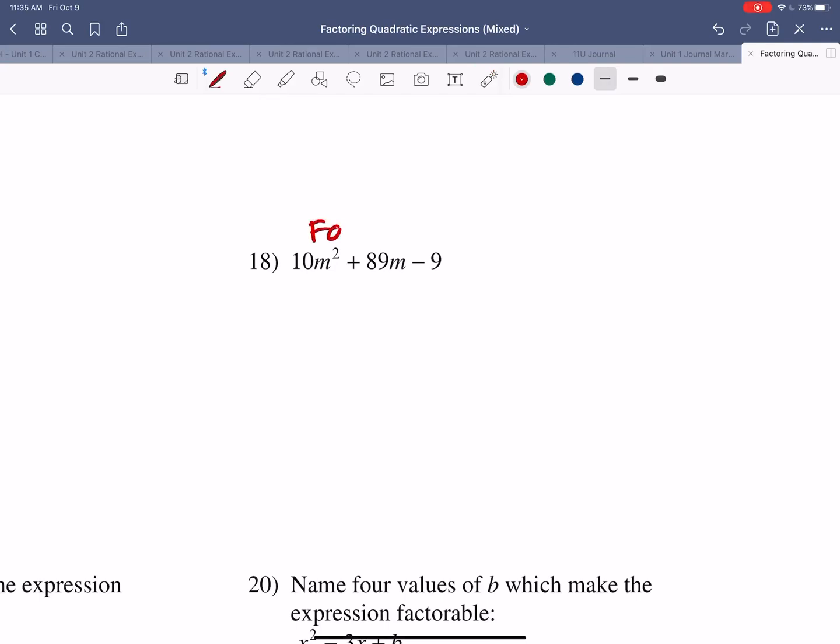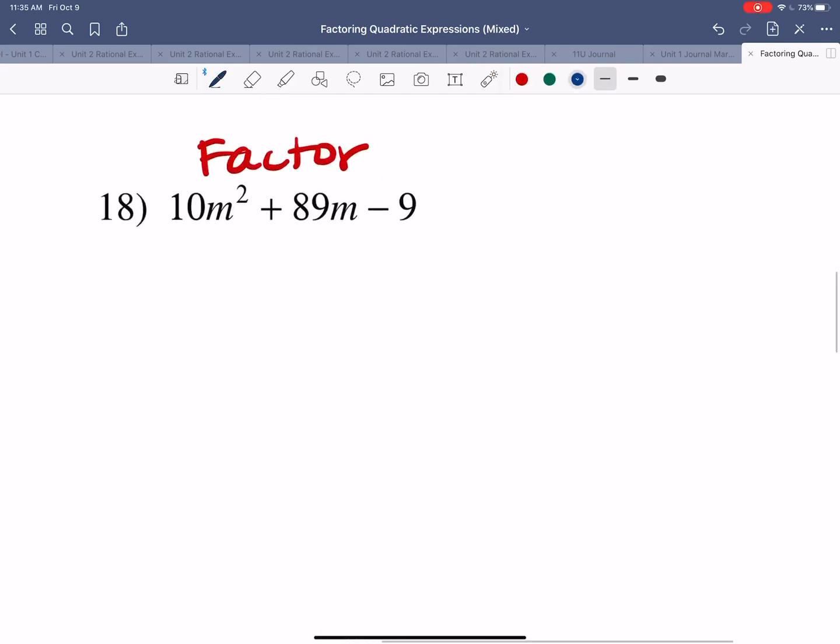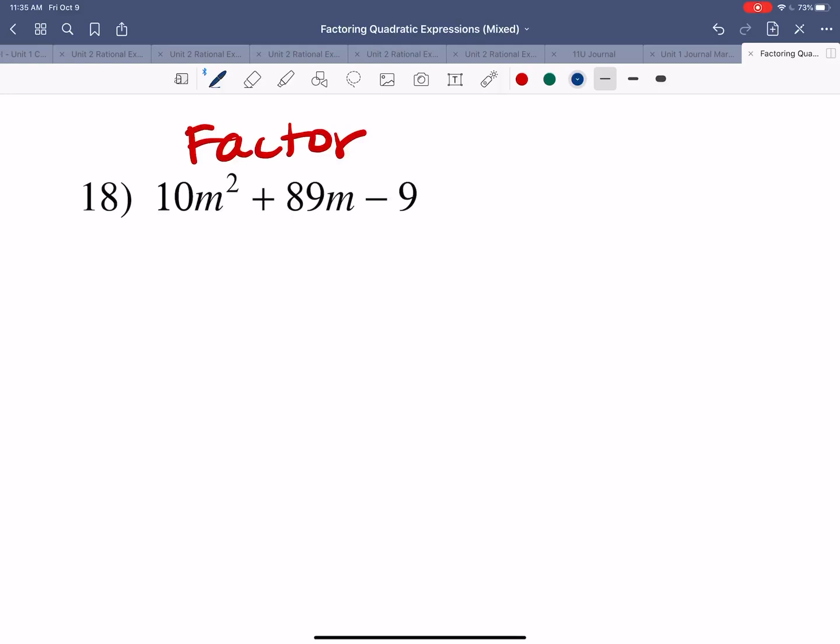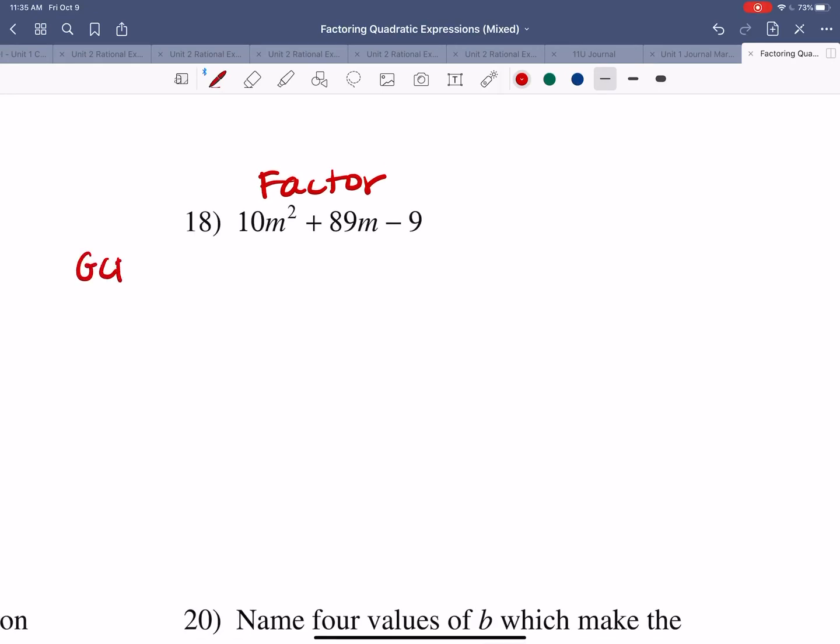Okay, let's try this question now. It's one of the last questions on the worksheet. So we have 10m² plus 89m minus 9. As you can see, is there a greatest common factor? Meaning, are there any common factors between the three terms? No. So I am now having to list out some of the factors.